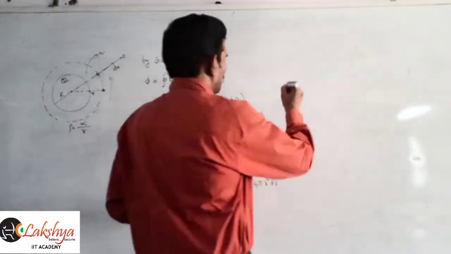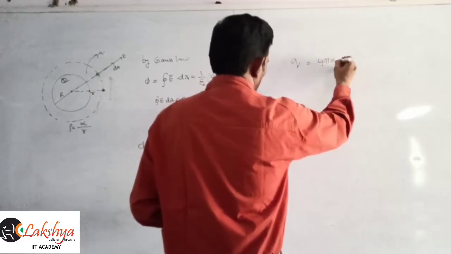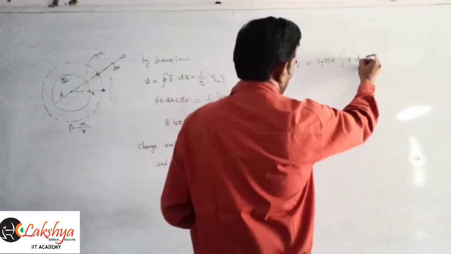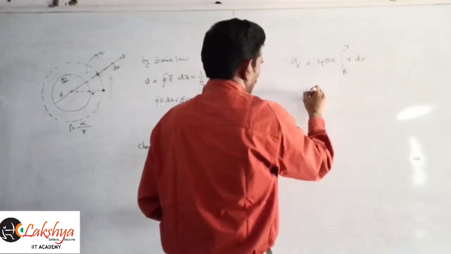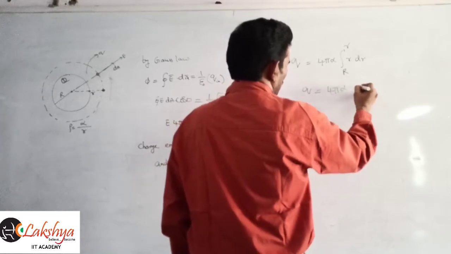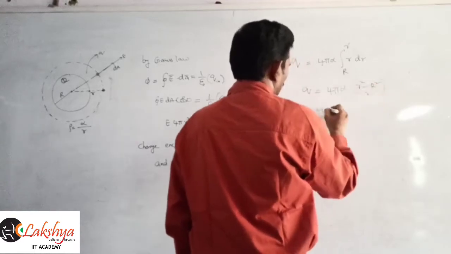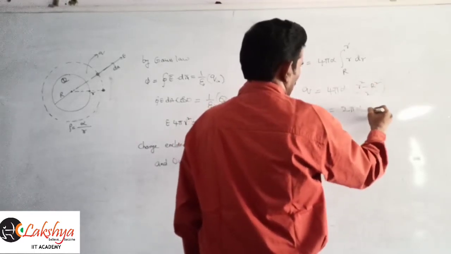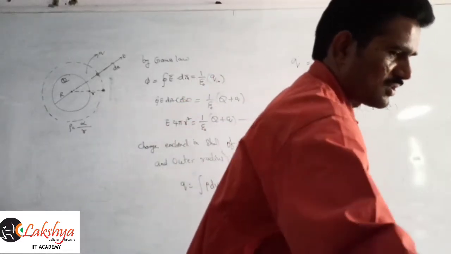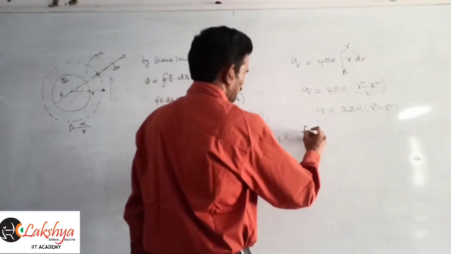So now let us simplify this. Then 4 pi alpha into this, the r and r will be cancelled. So this is nothing but r into dr from capital R to small r. Therefore q is equal to 4 pi alpha into r square by 2, so r square minus capital R square by 2. Therefore this q is nothing but 2 pi alpha into r square minus capital R square. And let us substitute this value in the first equation.